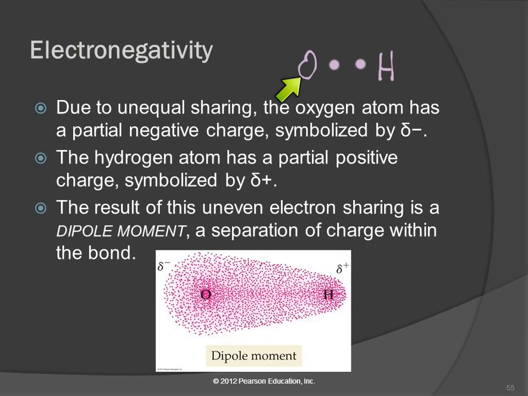Oxygen is more electronegative, it's more attractive to the electrons, and so they're going to spend more time over here. And we see that in this diagram down here. These electrons spend more time over here at oxygen's house than they do at hydrogen's house. And this gives us a charge imbalance. It's not that we have an ion situation here.